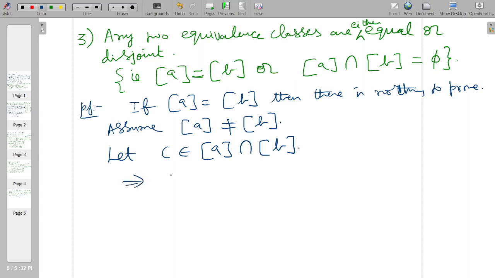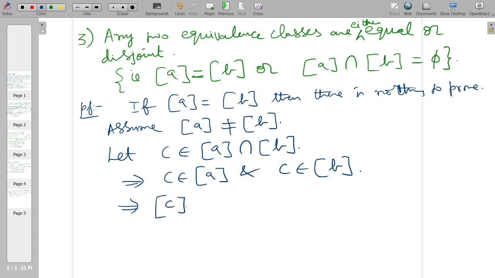So what does this mean? I have C is in equivalence class of A and C belongs to equivalence class of B. Okay, so now you think a little bit. If C is in A and C is in B, then what do you get? Yes, what you said is right. Equivalence class of C should be equivalence class of A, and equivalence class of C should be equivalence class of B.